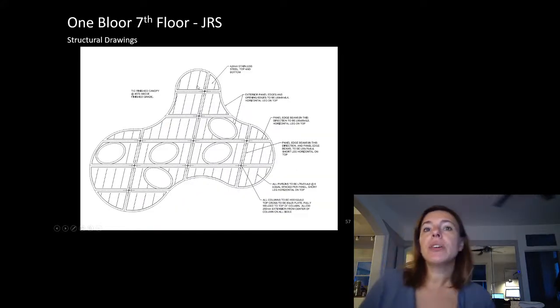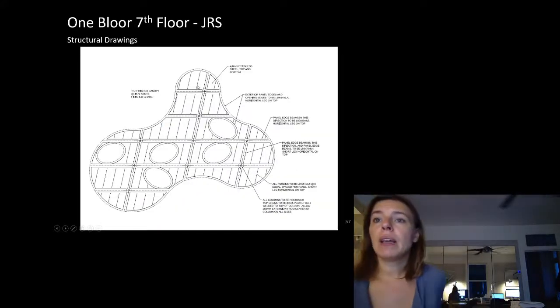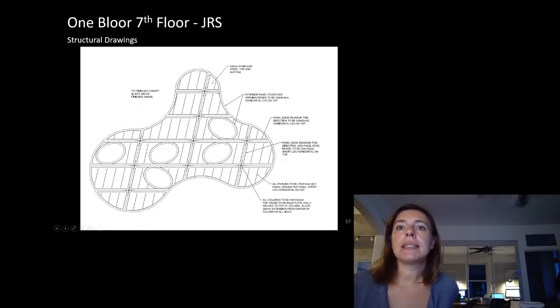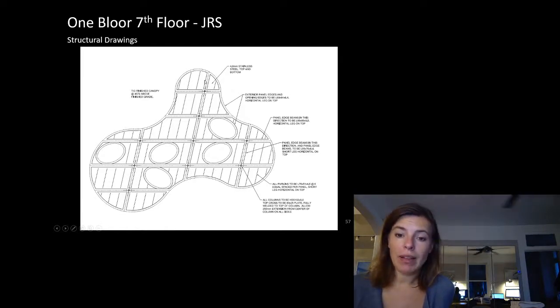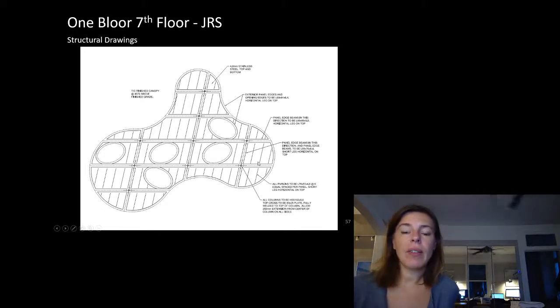Here is the filigree of structure that's happening within that system. It was 4.8 millimeter stainless steel top and bottom. So that is a very, very thin skin that was going to be prone to local buckling and oil canning. So we added angles to stiffen that.